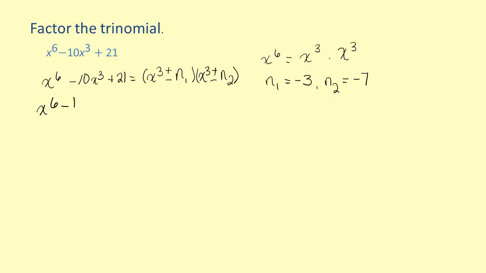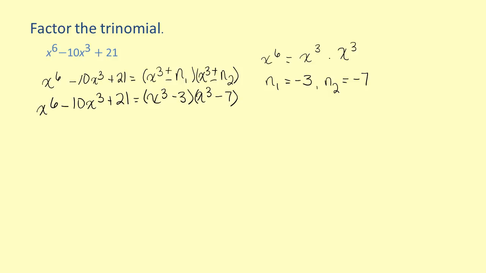Now let's substitute those values into the factored expression. Since both numbers are negative, both plus or minus signs can be changed to minus signs. So the trinomial x to the sixth power minus 10x cubed plus 21 can be factored. The result is the quantity x cubed minus 3 times the quantity x cubed minus 7.